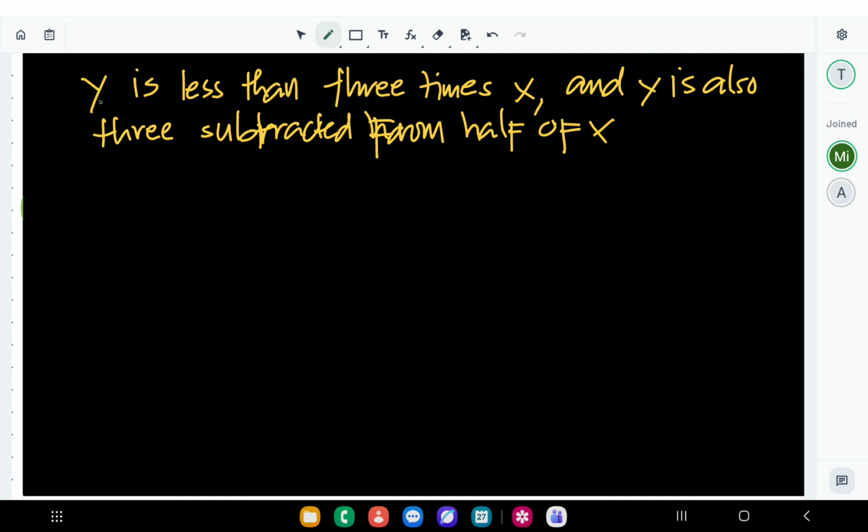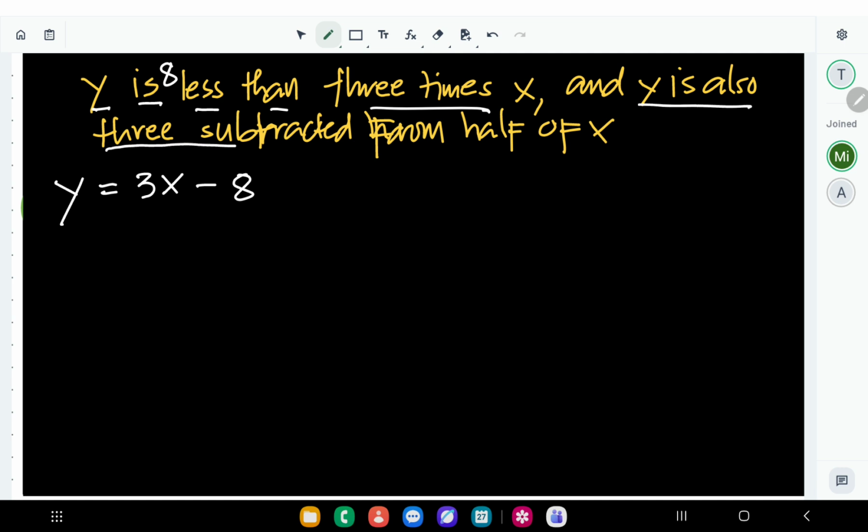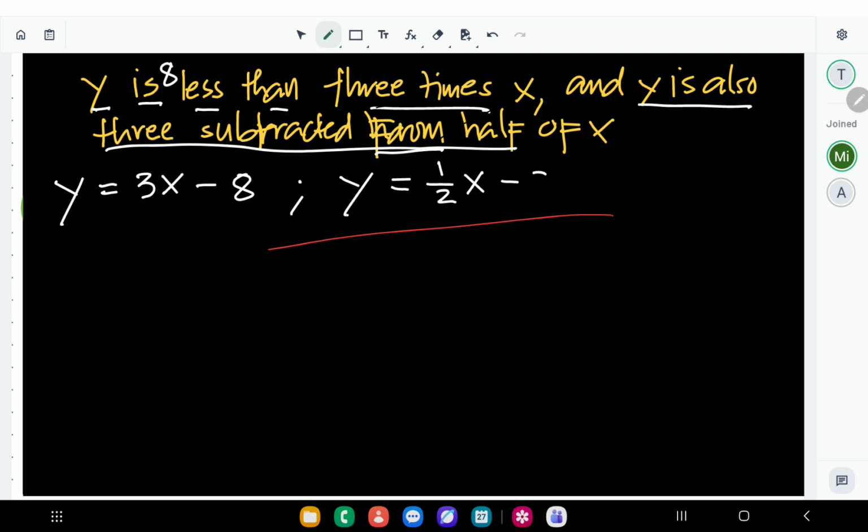So y is less than 3 times. So you write y here, is means equal. Less than 3 times x, so 3 times x. No, 8 less than. 8 less than. So 3x minus 8. If it's less than, it's minus. So that is 3x minus 8. And then this one, we will write this in mathematical equation. Y is 3 subtracted from half of x. So 1/2 of x minus 3. So those are the two equations.